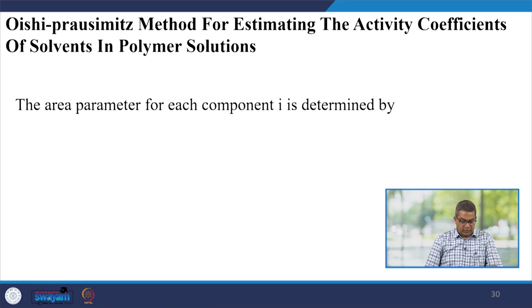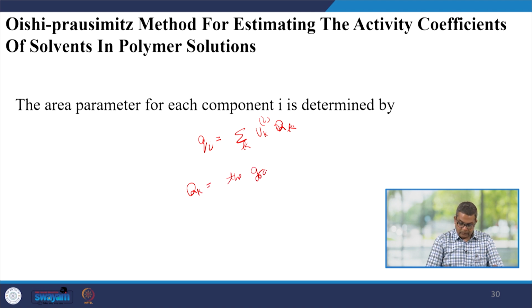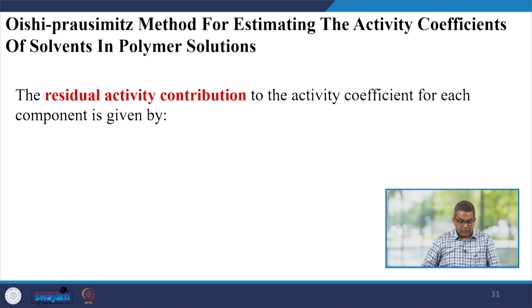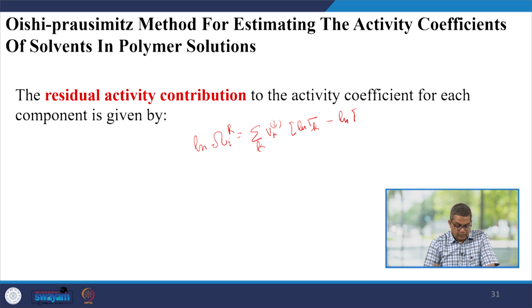So the area parameter for each component I is determined by Qi equal to summation over K of Vk I Qk, where Qk is the group area parameter for group K. The residual contribution to the activity coefficient for each component is given by ln omega I R equal to summation over K of Vk I times ln gamma K minus ln gamma K I.